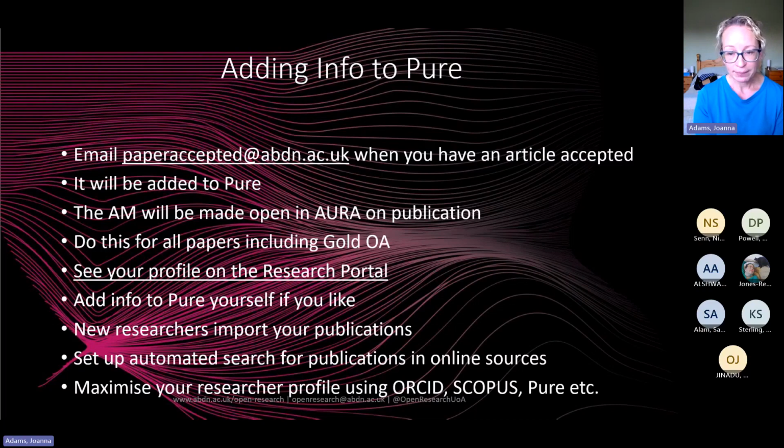So whenever you have a paper accepted for publication, just email the paper accepted address, and send them a copy of the unformatted, peer-reviewed accepted manuscript and a copy of the acceptance confirmation from the publisher. And our team will add it to Pure for you, taking into account rights retention and anything else that needs to be applied. And then the accepted manuscript will be made open in ORA on publication. And as I said, do this for all of your papers, even if they're gold open access.